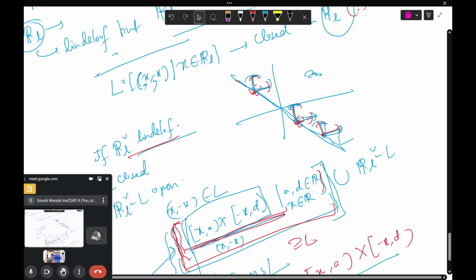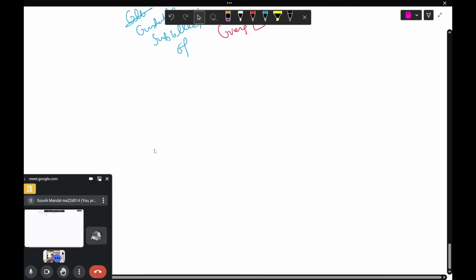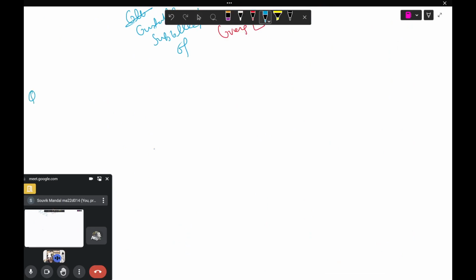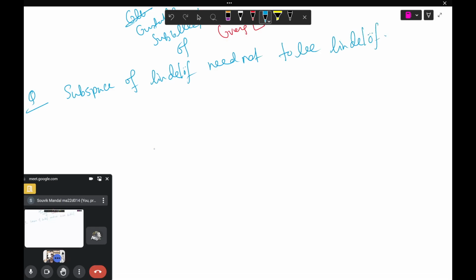So the product of Lindelof spaces may not be Lindelof. So what about the subspaces? In general, a subspace of a Lindelof space need not be Lindelof. So can you give some exact counterexample where the subspace of a Lindelof space is not Lindelof?